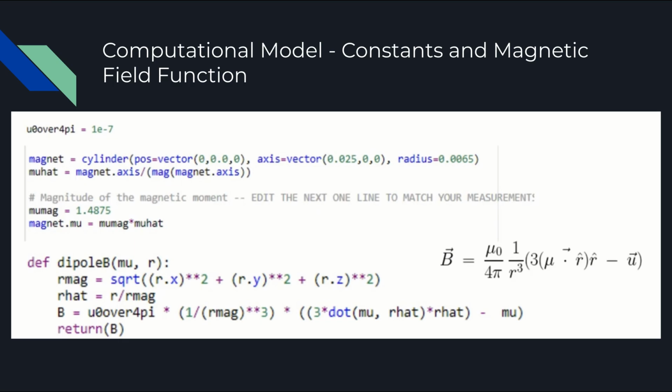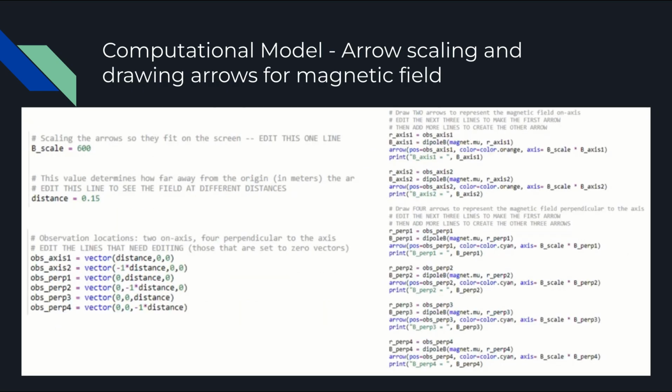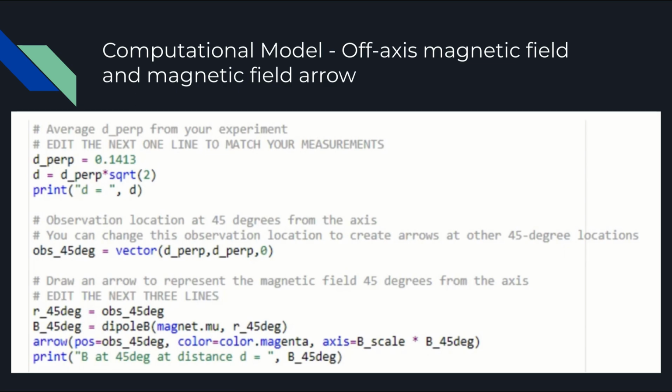This was the computational model for the constants of the magnetic field function. This was the arrow scaling and drawing of arrows for the magnetic field. This was the off-axis magnetic field and magnetic field arrow.